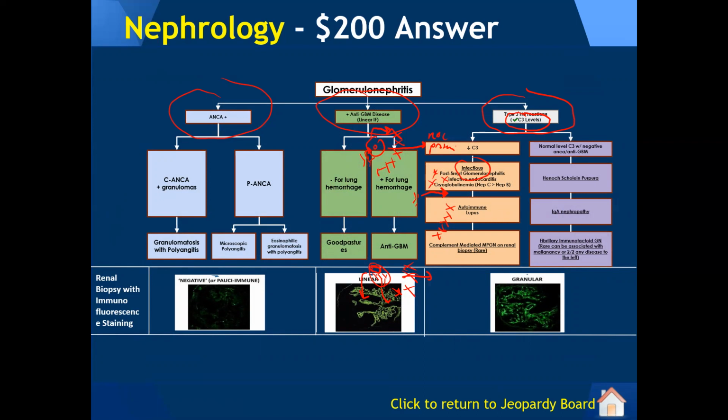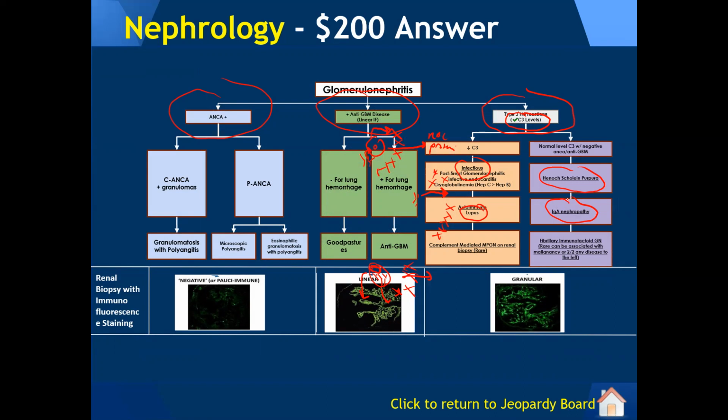Cryoglobulinemia, we want to send off a hepatitis C. Autoimmune, obviously, with lupus, and then I won't go into the MPGNs. The ones that won't have that much complement are going to be your IgA glomerulonephritis, so Henoch-Schönlein purpura and IgA nephropathy. It's more indolent, and IgA doesn't usually bind complement, so the complement levels may actually be normal, and that might help clue you in.